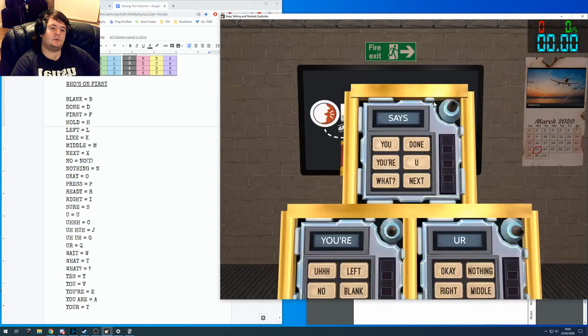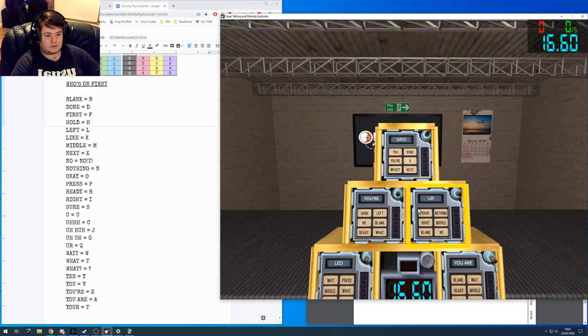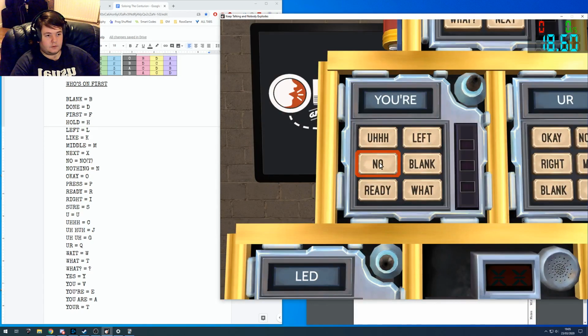I should try and do the positions as well. So says is bottom right. Y, D, apostrophe, no. E, U, question X. Your is middle right.